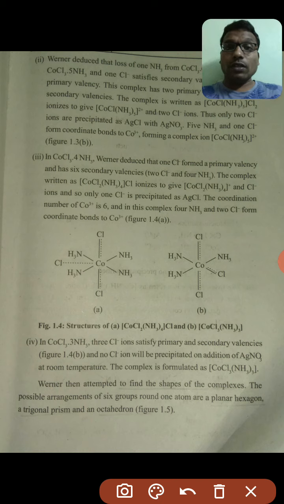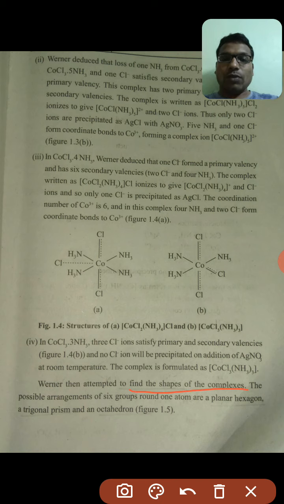Next we will go for the secondary valency. The secondary valency is nothing but what? It is non-ionizable and directional, and represents the coordination number, or the number of ligands. Generally it is represented with a thick line. So I explained by taking the example of cobalt amine complexes. Werner then attempted to find the shape of the complex.